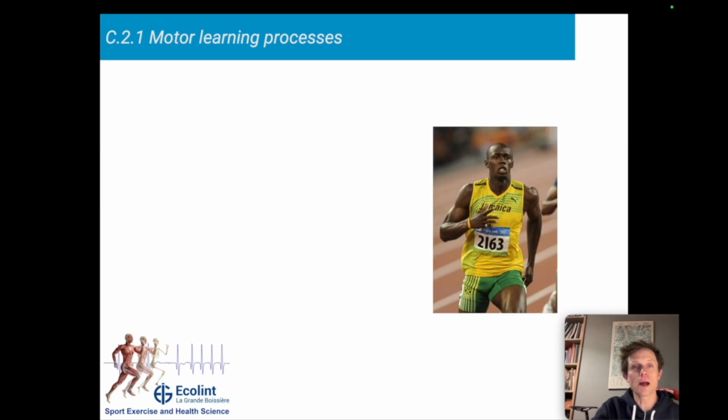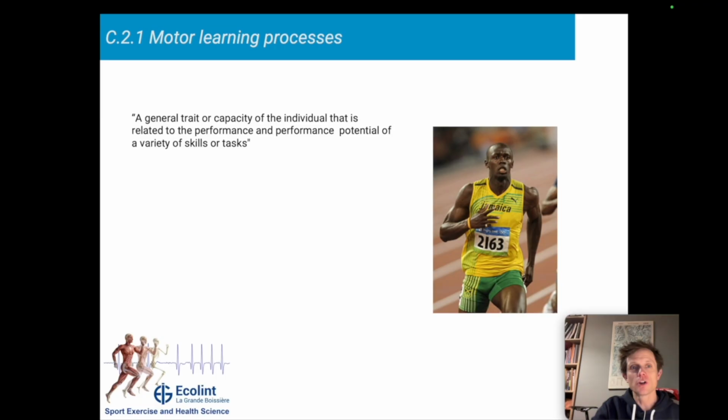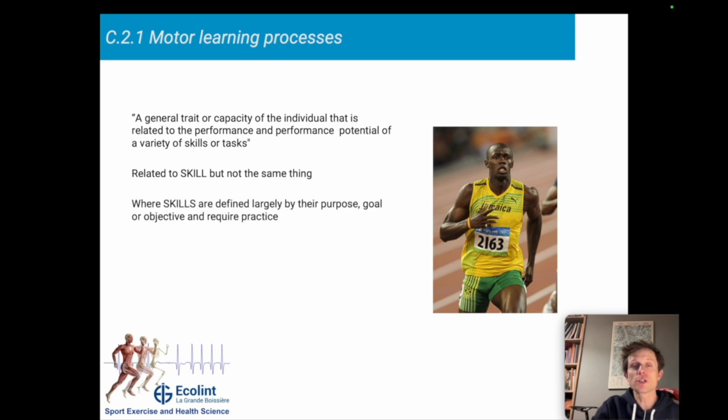Next up, we're going to talk about abilities. And quite often people talk about skills and abilities being the same thing, but there's a significant difference. When we talk about someone's abilities, we talk about general traits or capacities that they might have, and generally we're referring to things that they're born with. So they have the potential to be used in order to execute specific skills, but however, they are related to a skill, but they're not the same thing. So skills are largely defined by their purpose or their goal, whereas abilities are traits that we're born with, and these are general abilities that give us the capacity to perform a specific skill.